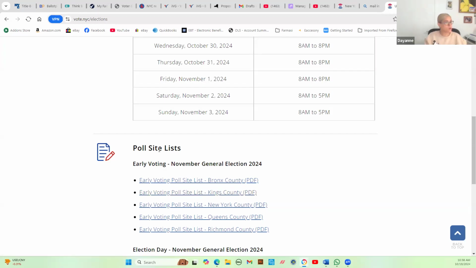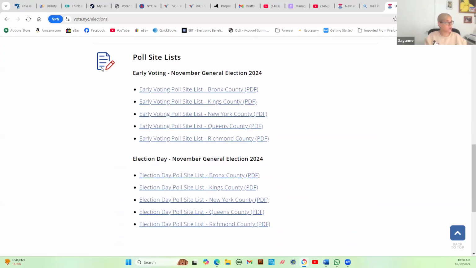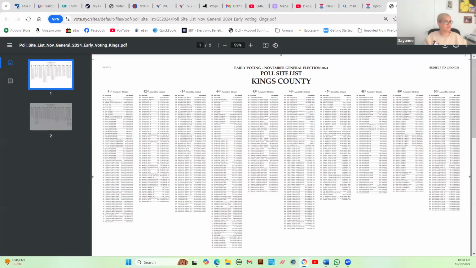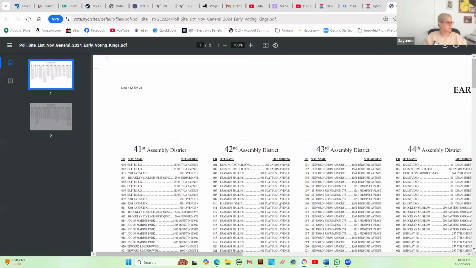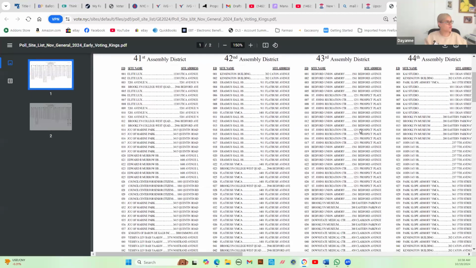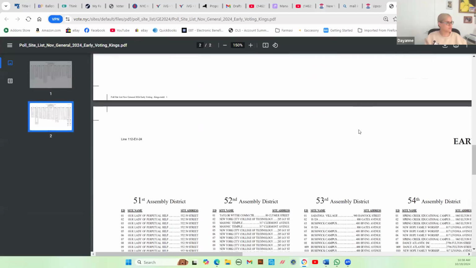So these are poll sites for early voting. If I was to click on Kings County, which is my county, you would go according to your county on this page. It's going to give me a PDF file. This is very small, but you can increase it. And this goes by assembly, by districts. So for Kings County, these are the districts that are here.